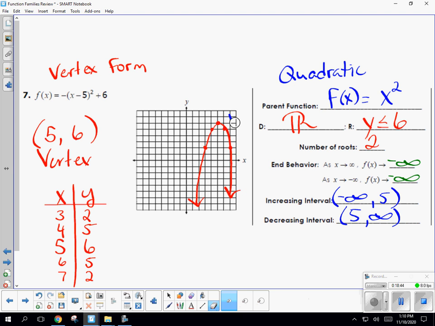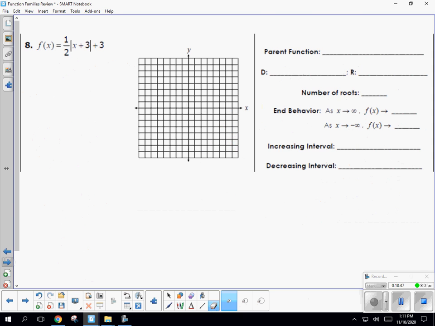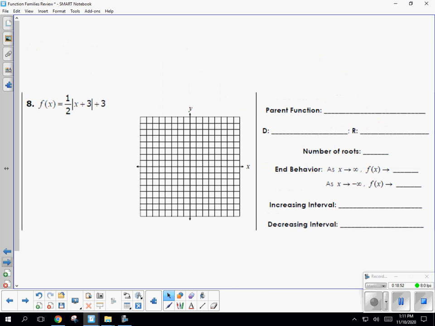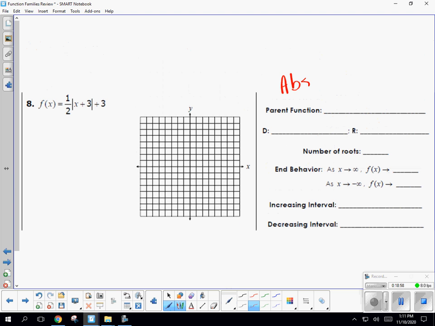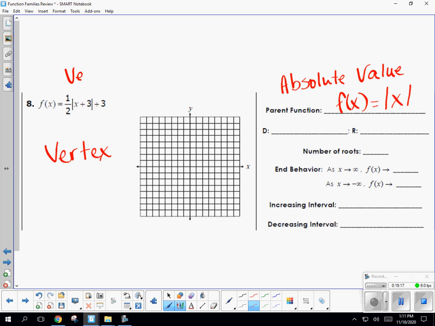All right, let's do one more. Let's look at number 8. This is an absolute value problem given to us in vertex form. So absolute value. The parent function is f of x equals absolute value of x. The domain. Well, let's not do that till after we graph. Okay, so our vertex, because it's given to us in vertex form, our vertex is negative 3, 3.